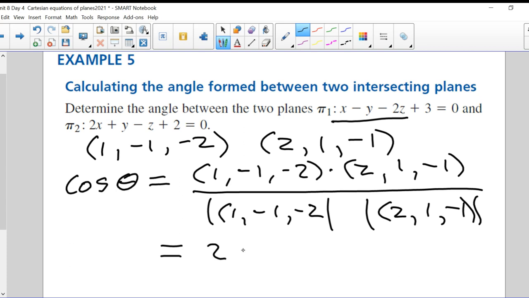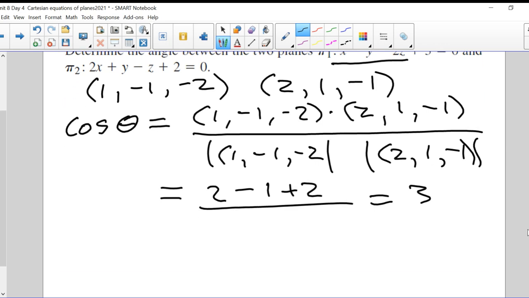Let me just think now. So it's 1 times 2 is 2, minus 1, so that's minus 1, and then plus 2. Okay, that's the dot product between them, which looks to me like that's going to be 3 on top.